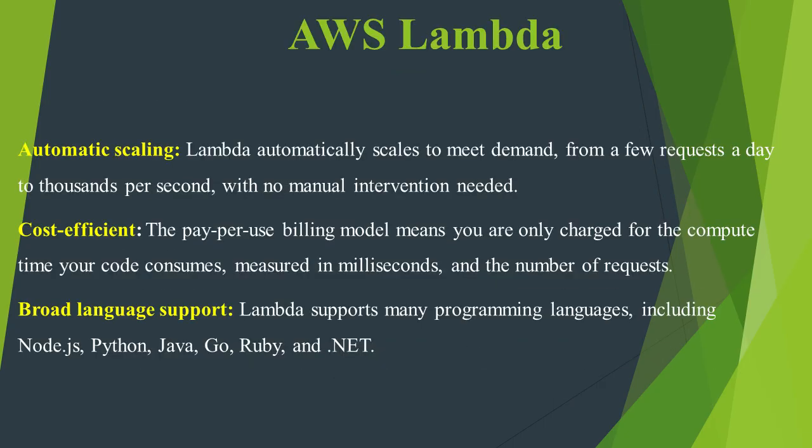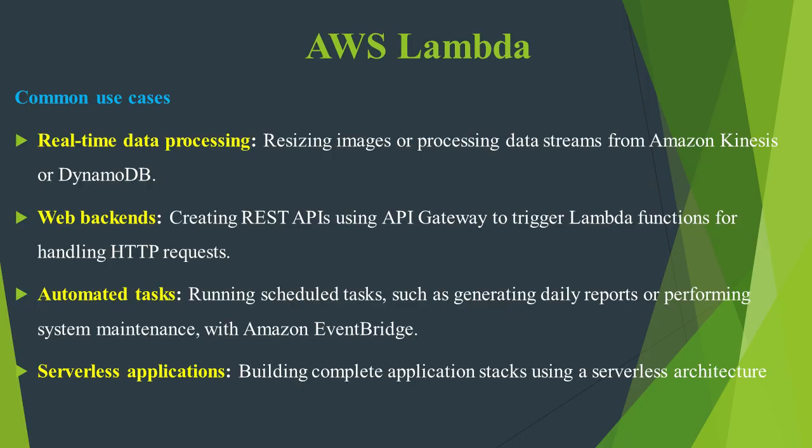Next one, the second type is AWS Lambda. Automatic scaling: Lambda automatically scales to meet demand from a few requests a day to thousands per second with no manual intervention needed. Cost efficiency: the pay per use billing model means you only get charged for the compute time your code consumes, measured in milliseconds, and the number of requests. Next is broad language support. Lambda supports many programming languages including Node.js, Python, Java, Go, Ruby, and .NET.